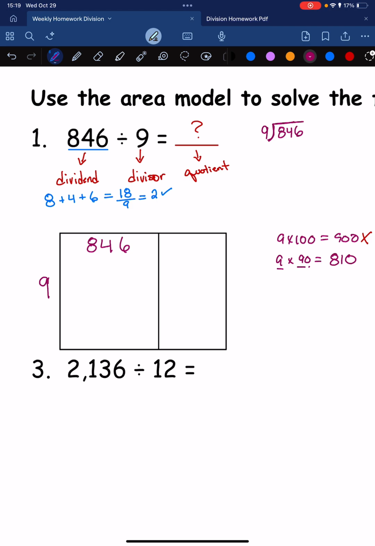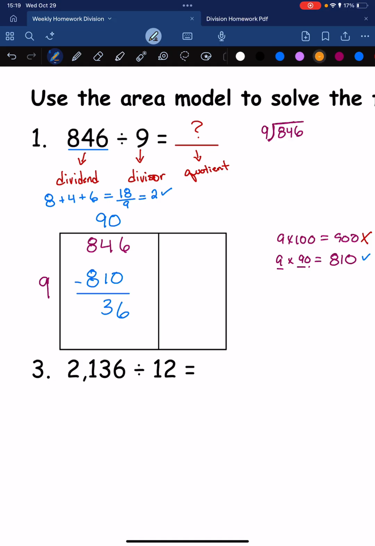Okay. So I'm going to use 810 right here. Okay. Then I write 810 right here. And I know that my 90 goes right here. And 90 times 9 is 810. That's why I wrote it here. And now I'm going to subtract. Okay. And 6 minus 0 is 6. 4 minus 1 is 3. And of course, 8 minus 8 is 0. So I don't necessarily need to write that.